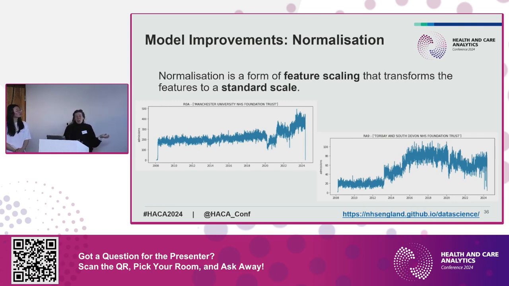Again, this is something that's quite common to do in machine learning models. What normalization involves is taking some of your inputs to your model and putting them onto a standard scale. In our case, I'm back to talking about admissions now, because that's the work we were doing when we were doing this. So we were taking admissions and trying to put them on a standard scale because they're the input to the model. You can see these two trusts here, just for example: this trust in Manchester tends to average at the moment around 300 admissions per day, a bit over. And this one in South Devon is maybe around 70 a day. So they're quite different magnitudes.